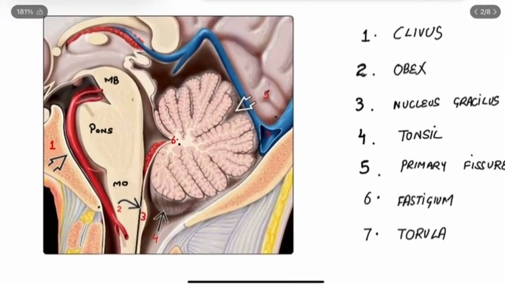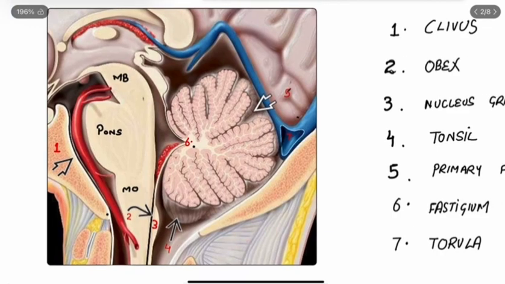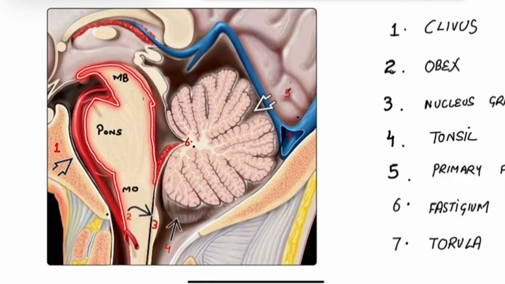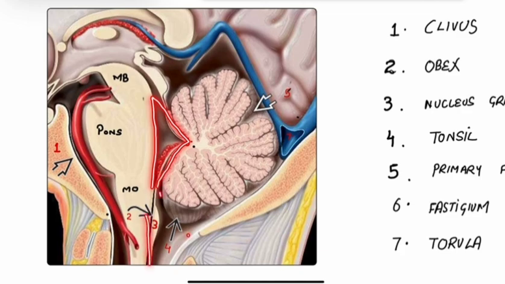Let's study the structures labeled in this image. This is the midbrain, this is the pons, and this is the medulla oblongata. Together they constitute the brainstem. This one labeled here is the obex. Below the obex, the fourth ventricle communicates with the central canal of the spinal cord. The elevation opposite to the obex is the nucleus gracilis.